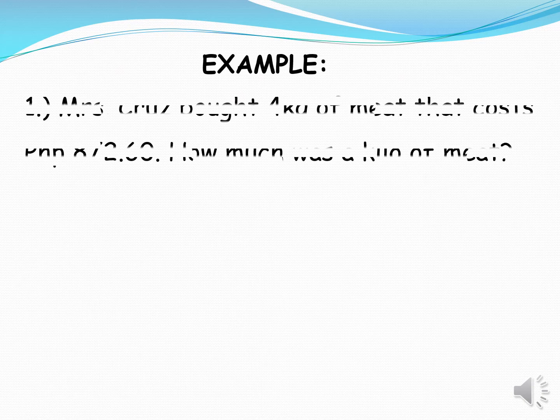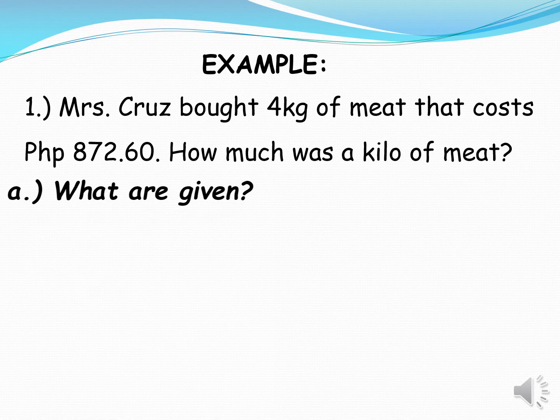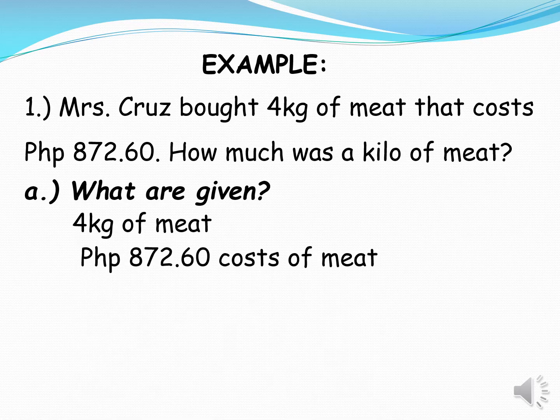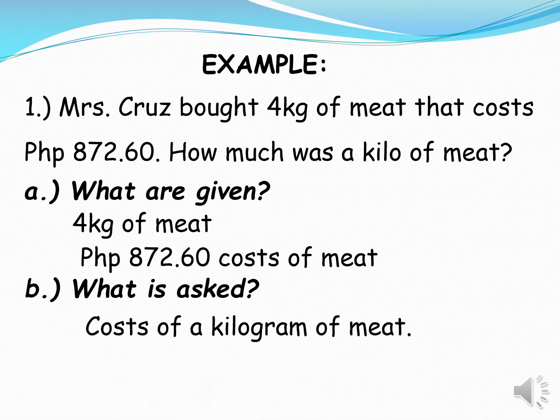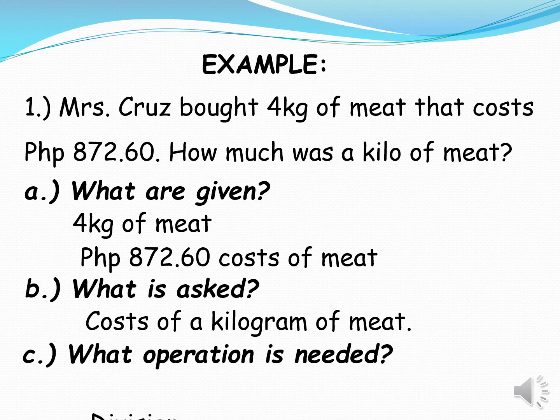Example number 1. Mrs. Cruz bought 4 kilograms of meat that cost 872 pesos and 60 centavos. How much was a kilo of meat? What are given? 4 kilograms of meat, 872 pesos and 60 centavos cost of meat. What is asked? Cost of a kilogram of meat. What operation is needed? We have division.